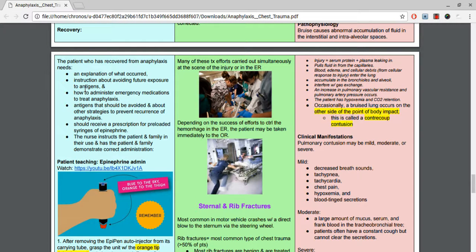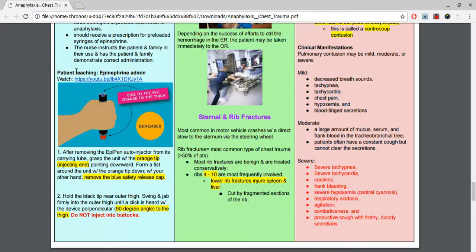And you're going to teach him how to administer emergency medications to treat anaphylaxis. You're going to teach him about what he should avoid. You're going to teach him how to prevent reoccurrence. This patient should receive a prescription of an EpiPen. And the nurse is going to teach the patient how to use the EpiPen. Now let's go into patient teaching. The EpiPen. Here's a nice video that will teach you how to use an EpiPen.